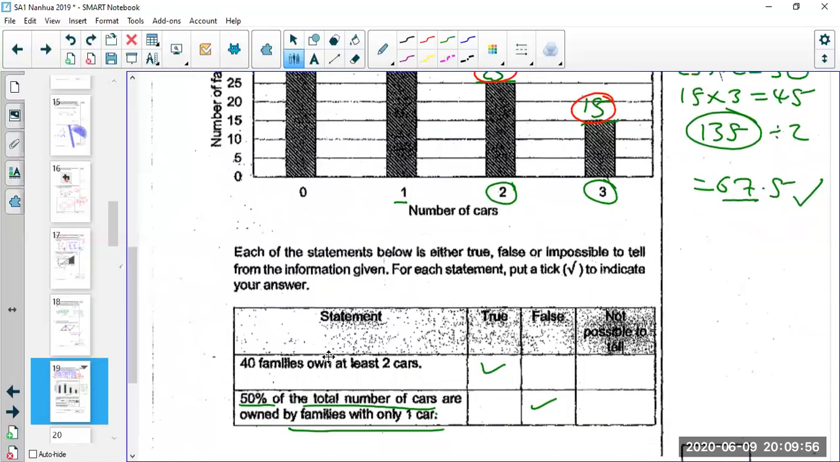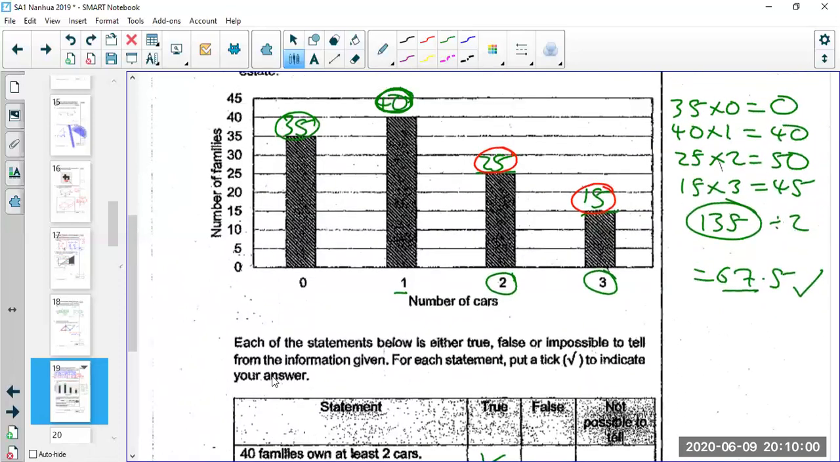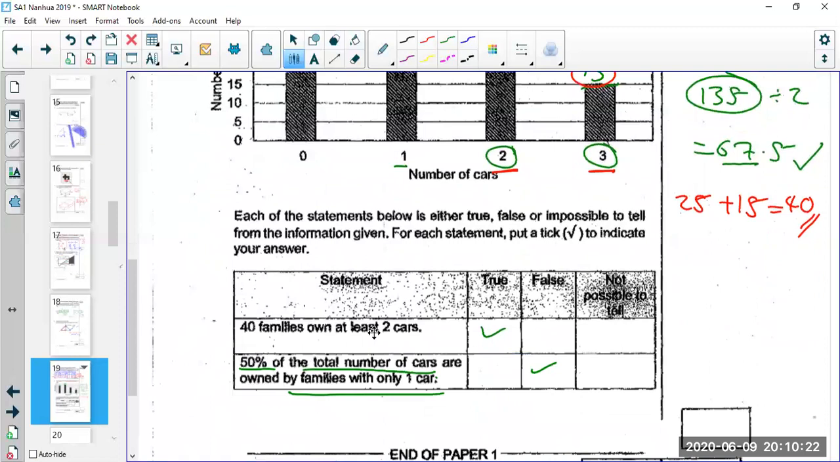40 families own at least 2 cars. Is it true? What is at least 2 cars? At least 2 cars means 2 and more. Okay, 2 and more. Remember that. So there are 25 families who own 2 cars, and there are 15 families who own more than 2 cars, right? Which is 3 cars. So is that 40? So 40 families own at least 2 cars, right? Which is true. 25 plus 15 is 40.